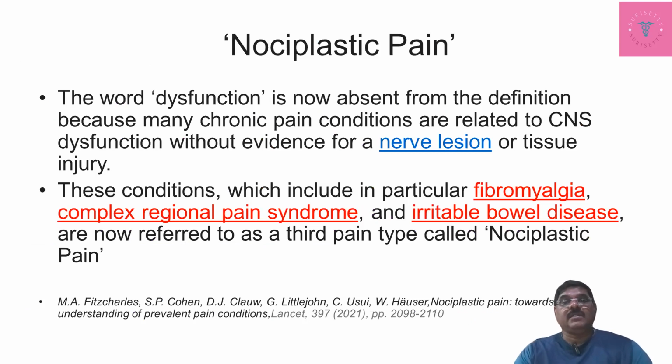The word dysfunction is now absent from the definition because many chronic pain conditions are related to CNS dysfunction without evidence of a nerve lesion or a tissue injury. For example, in conditions like fibromyalgia, we can't find any nerve lesion, and CRPS, complex regional pain syndrome, and irritable bowel syndrome. These are all conditions where you can't find a nerve lesion. That's why the term nociplastic pain, that is a third type of pain.